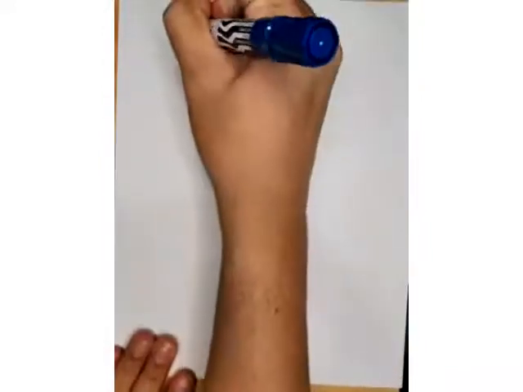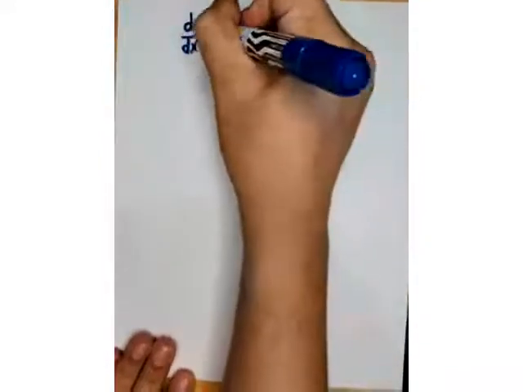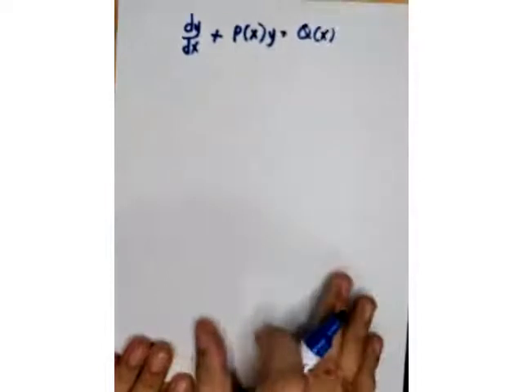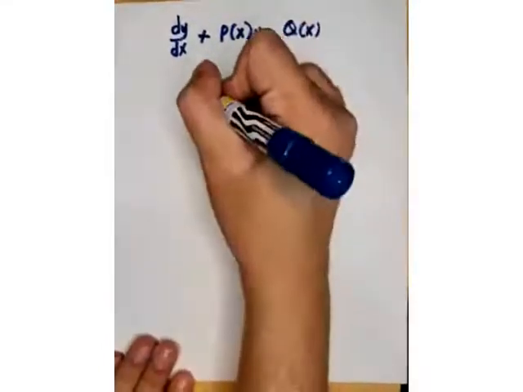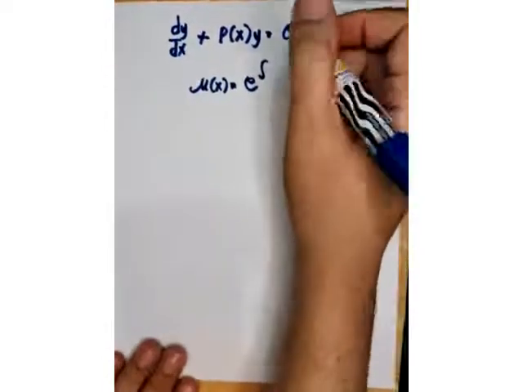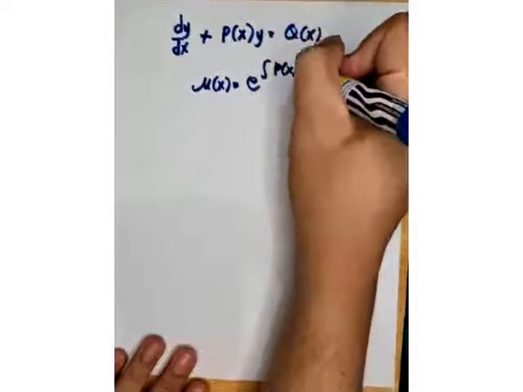Actually, that is not the method that we will be using. What we will do is get the integrating factor, but we must be able to transform the equation into this standard form. Once we transform it into that standard form, we can get the integrating factor, which is equal to e raised to the integral of p of x dx.